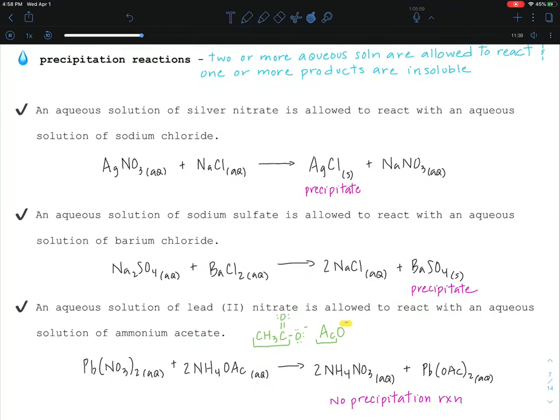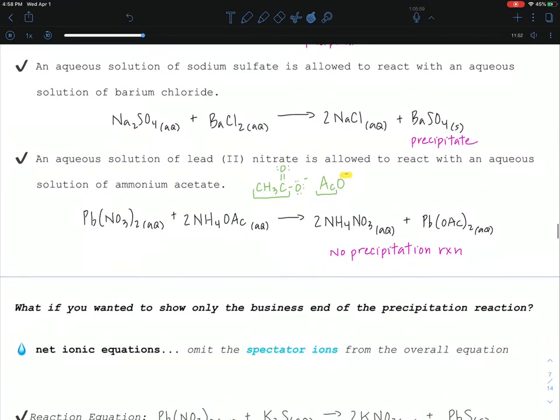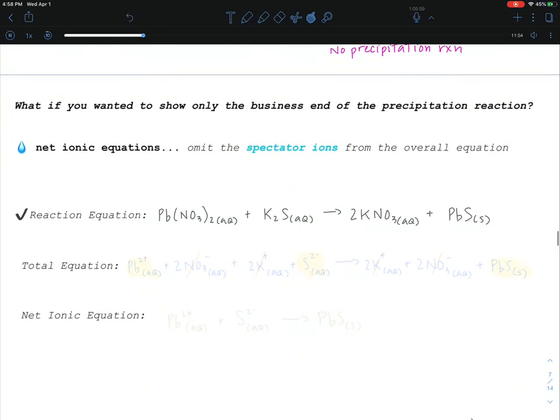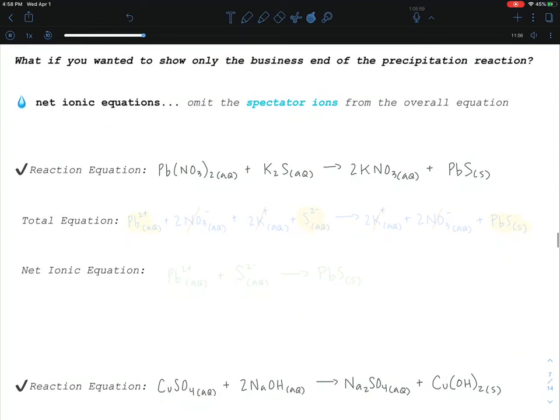And the other piece that's going to be pretty handy in some cases is if you really only are interested in the precipitate. So if you know you have a precipitation reaction, and you want to remove all of the spectator ions because they're just in the way. I mean, they're just going to be in solution, right? If you're focused on the solid, you want to look at the business end of the precipitation reaction. And that's when we write out our net ionic equation.